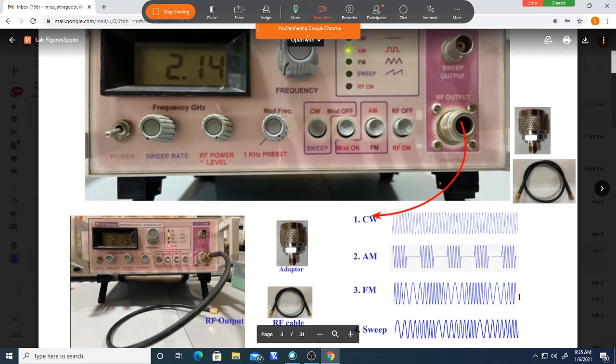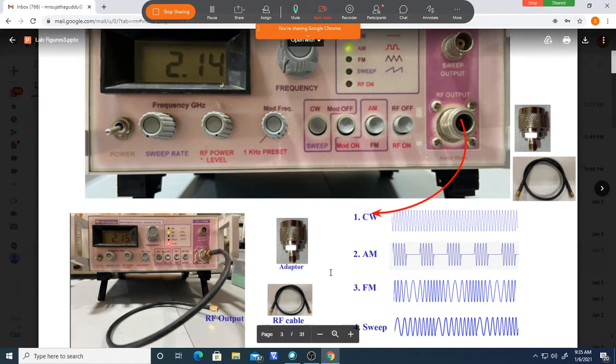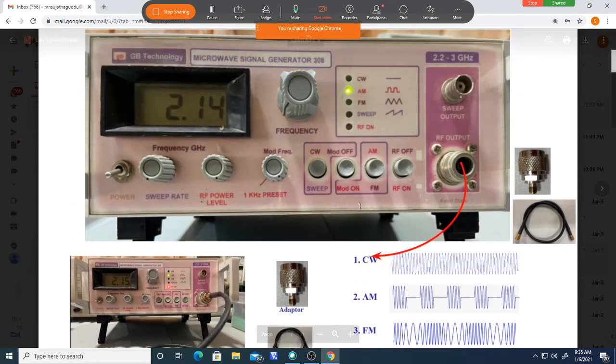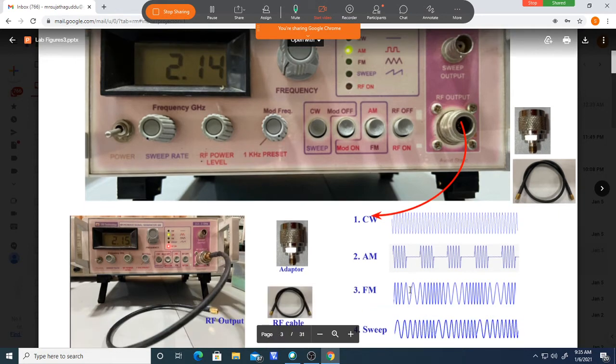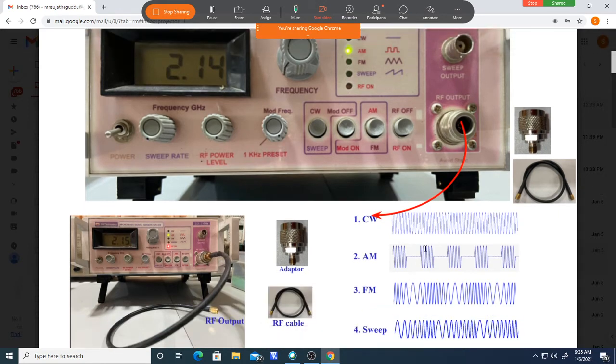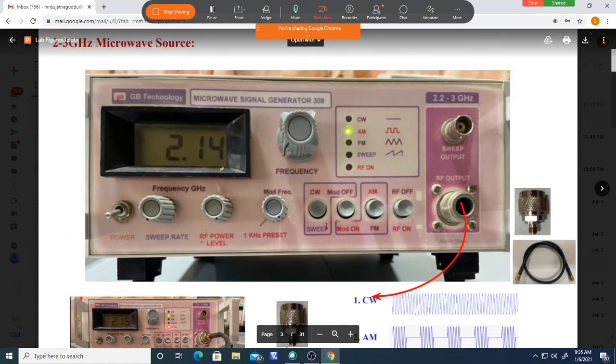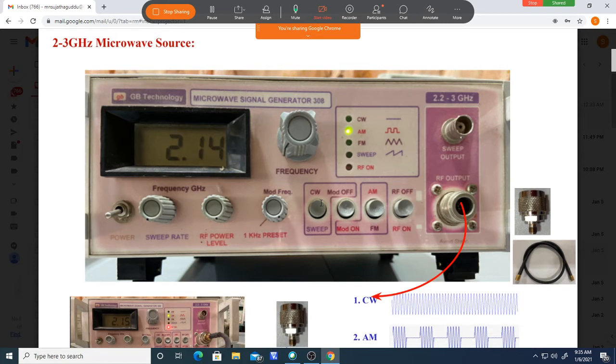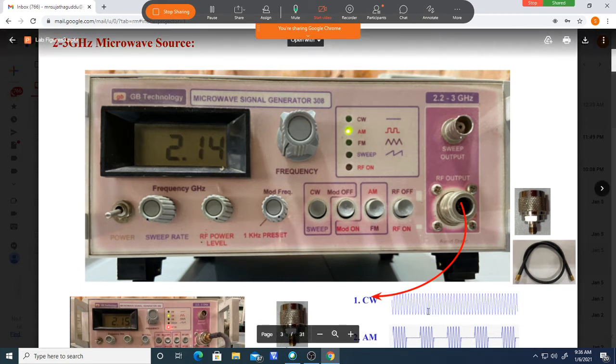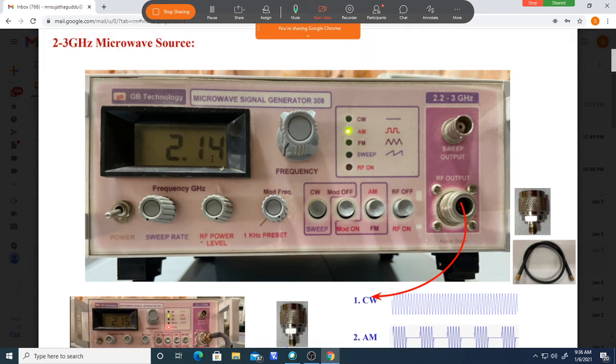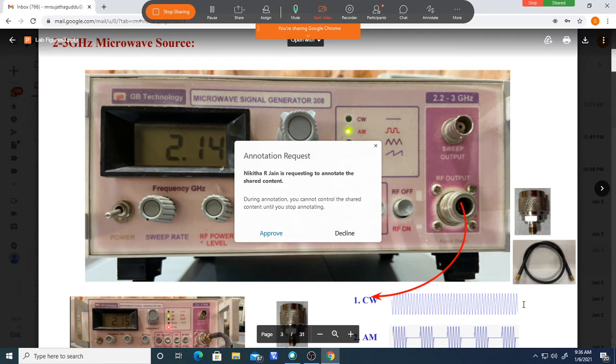So based on which type of waveform we want as output from here, we have to choose here. Buttons are there. See, the output may be any one of these. Which one you want to get as output is selected by these buttons. Continuous, CW, this is continuous wave. You should press it if you want a continuous waveform like this. This is in gigahertz.